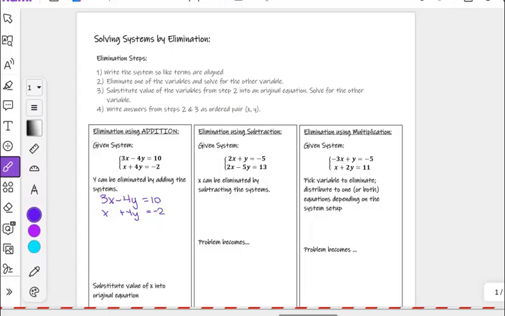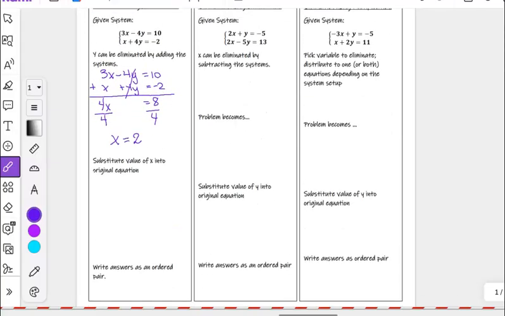Now I know I can add these because I have opposite coefficients. So I have -4 in front of my y and I have a +4 in front of my y. That means that they're opposite coefficients. So if I add them together, they will be eliminated. So 3x plus x is 4x. -4y plus 4y cancels out, and 10 plus -2 is 8. I divide by 4, x is going to equal 2.